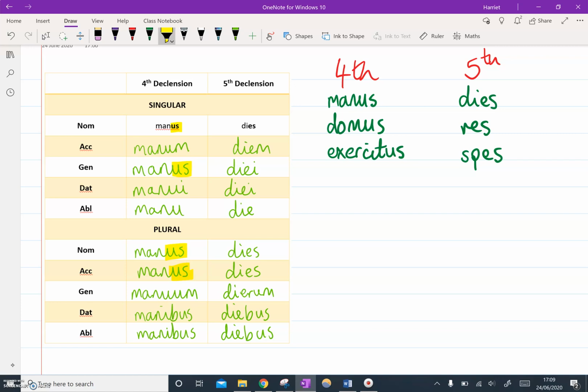The other endings of the fourth declension are quite straightforward. So the accusative ends in M. The dative and the ablative are a little bit weird, but at least there's only one of a kind, manui and manu for the dative and the ablative. And then the genitive, dative and ablative plurals are fairly straightforward. Manuum, we've seen as a genitive plural ending before, and manibus, which is pretty normal. So just bearing in mind this ending us, obviously a little bit of a strange one.